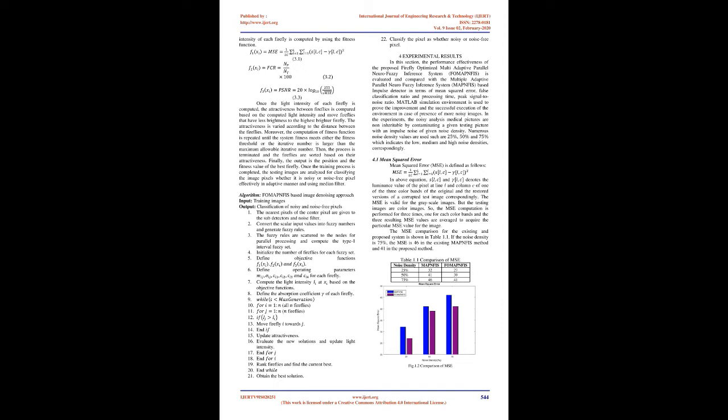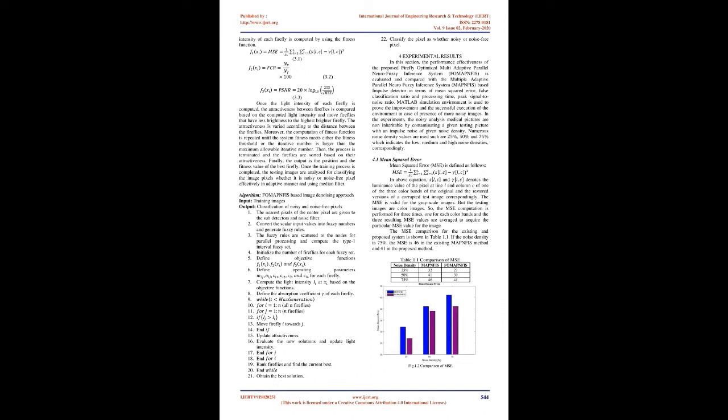Based on the population of fireflies, a group of fireflies will be generated randomly and each firefly is mapped into the MAPNFIs' parameter set. After that, the fitness value of each firefly is calculated. The light intensity of each firefly is computed by using the fitness function. Once the light intensity of each firefly is computed, the attractiveness between fireflies is compared based on the computed light intensity, and fireflies that have less brightness move to the brighter firefly. The attractiveness varies according to the distance between the fireflies.